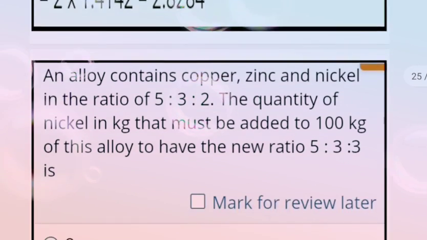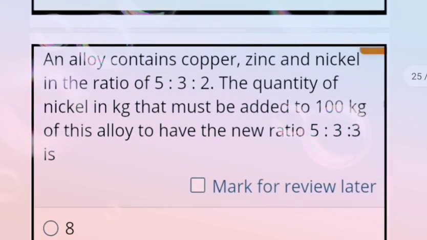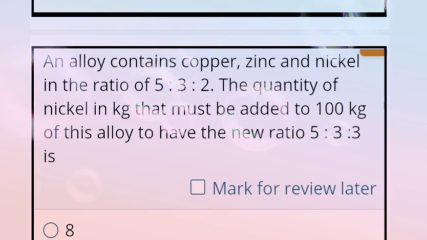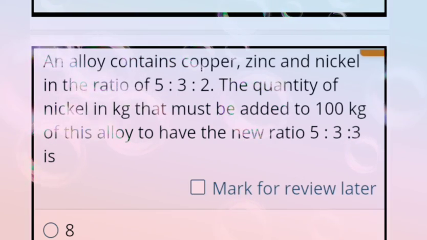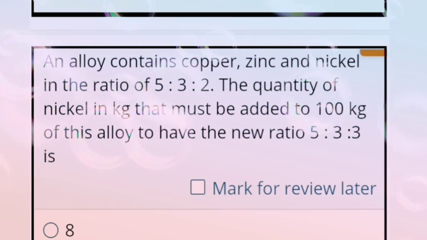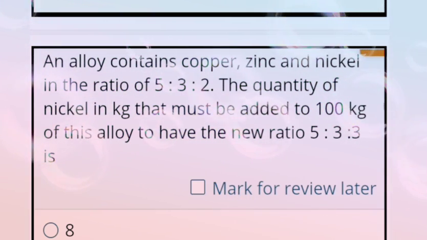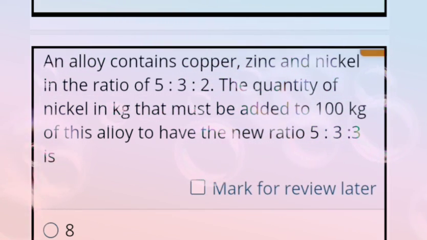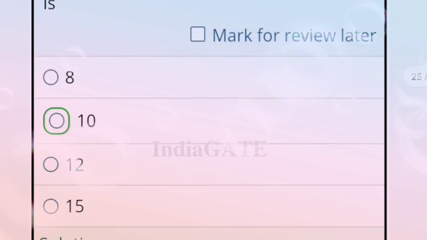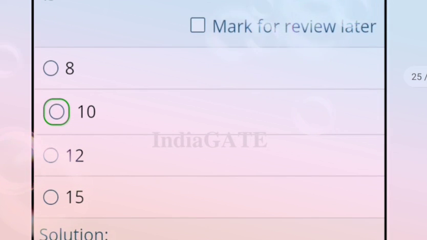Now come to the next question. An alloy contains copper, zinc and nickel in the ratio 5:3:2. The quantity of nickel in kg that must be added to 100 kg of this alloy to have the new ratio 5:3:3 is? So the correct answer is option B, 10.